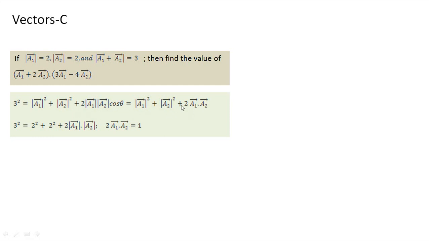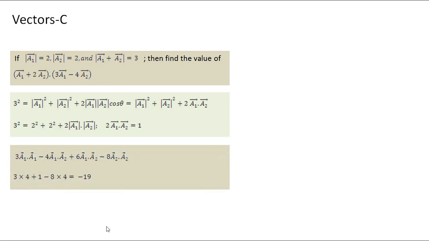So this is a relationship. Basically in this relationship, I know all the values. I can find out the value of 2A1 dot A2. What is 2A1 dot A2? Rest is simple substitution. 2A1 dot A2 is equal to 1. So this is how I have made use of this part of the question, this information. Now I need to find this. Let's see what this term is.